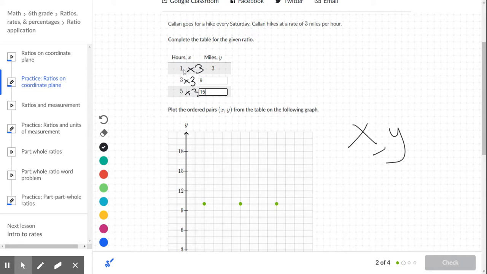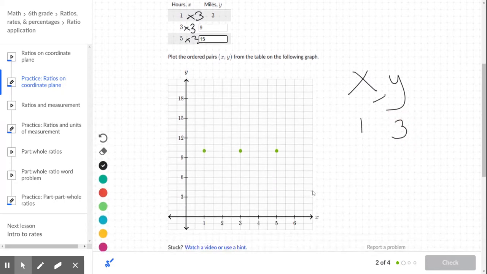So on my first one, I have 1, 3. My X is 1, my Y is 3. My X tells me to go left or right, and my Y tells me to go up or down. So I'm going to take my first dot, I'm going to go to the right 1 to represent my X, and then I'm going to go up 3 to represent my Y.